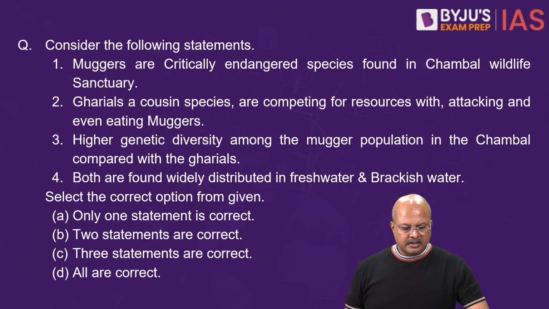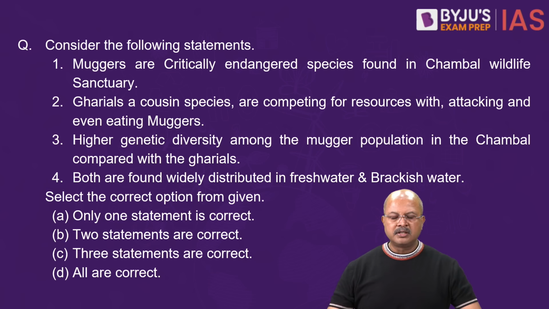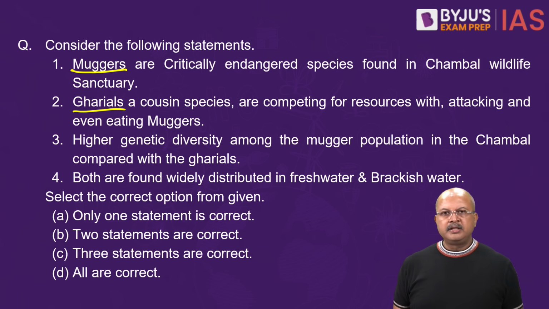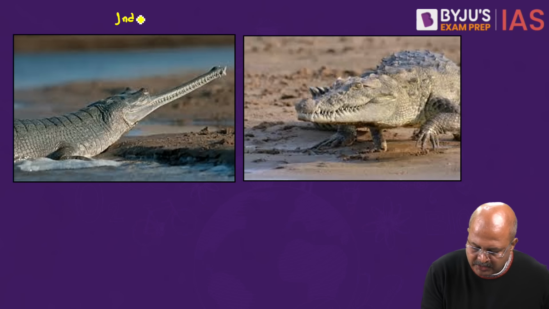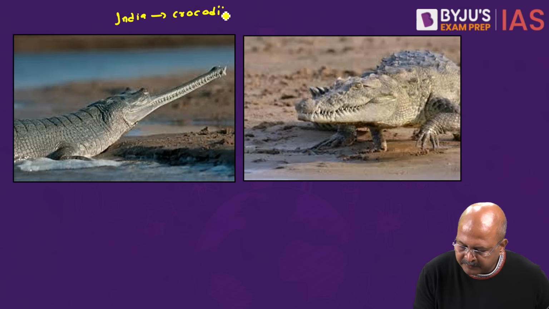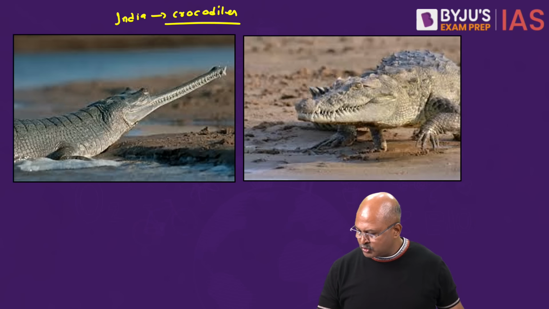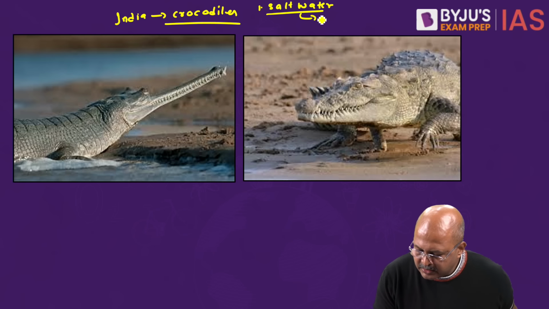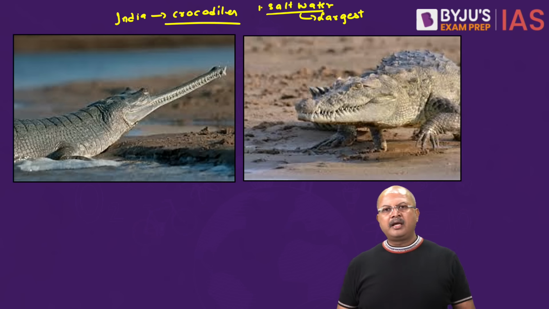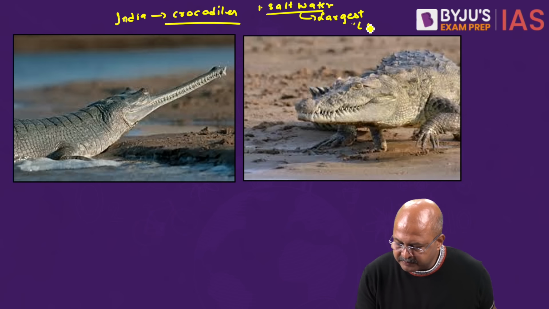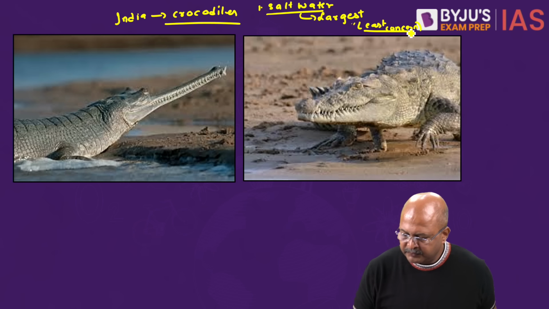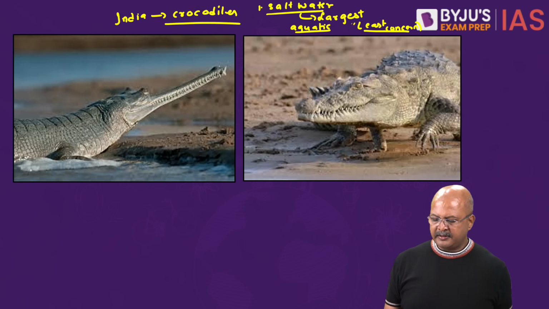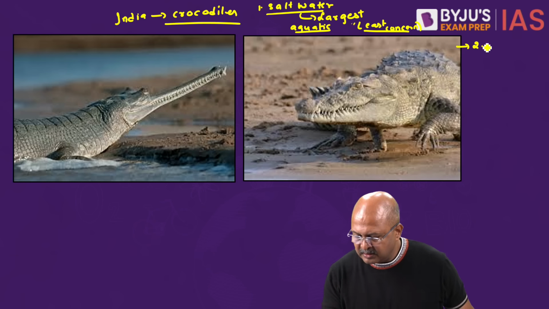Then consider the following statements. Here we talk about the muggers, the crocodiles or the gharials. In the context of India, we find all 3 types of crocodiles. The largest one is what we refer to as the salt crocodile or saltwater crocodile. It is the largest among all the crocodiles, and according to IUCN status, it is least concern. Most of the time it is aquatic.